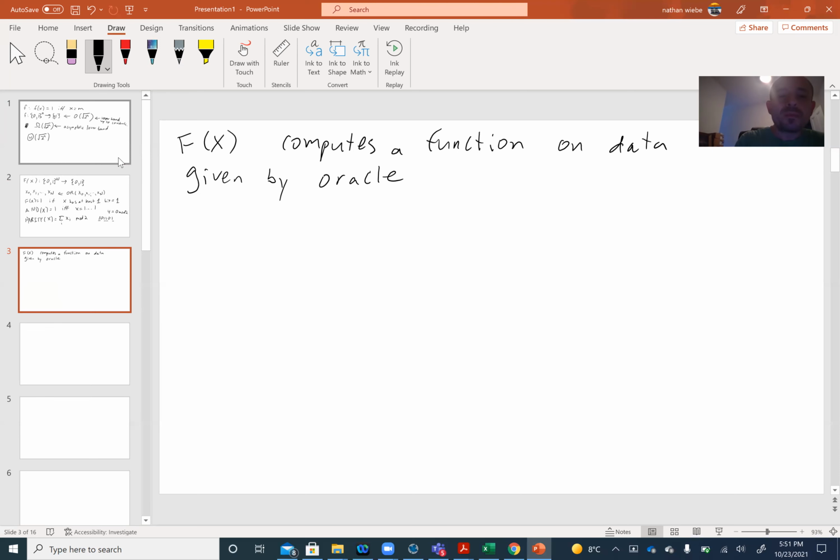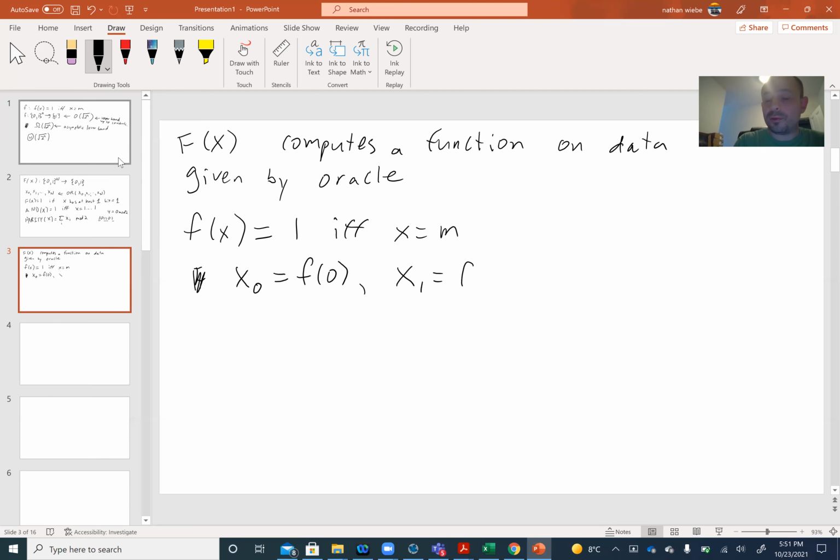So for example, we've got our particular oracle, say for the search problem, where we had our oracle function f(x) = 1 if and only if x is equal to some marked entry. Now we can end up seeing our x's for f as being the following. x0 is equal to the function value at 0, x1 is equal to the function value at 1, going all the way down to f(2^n - 1) is equal to x_{2^n - 1}.